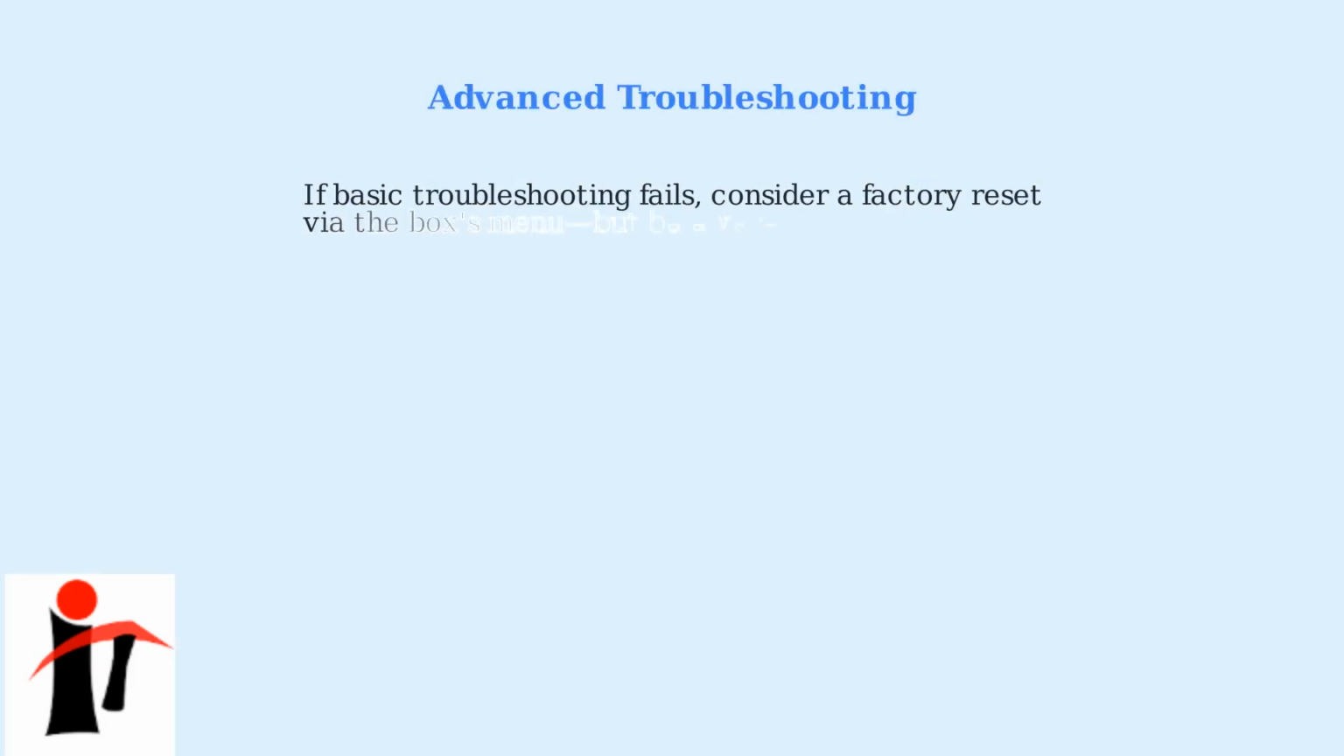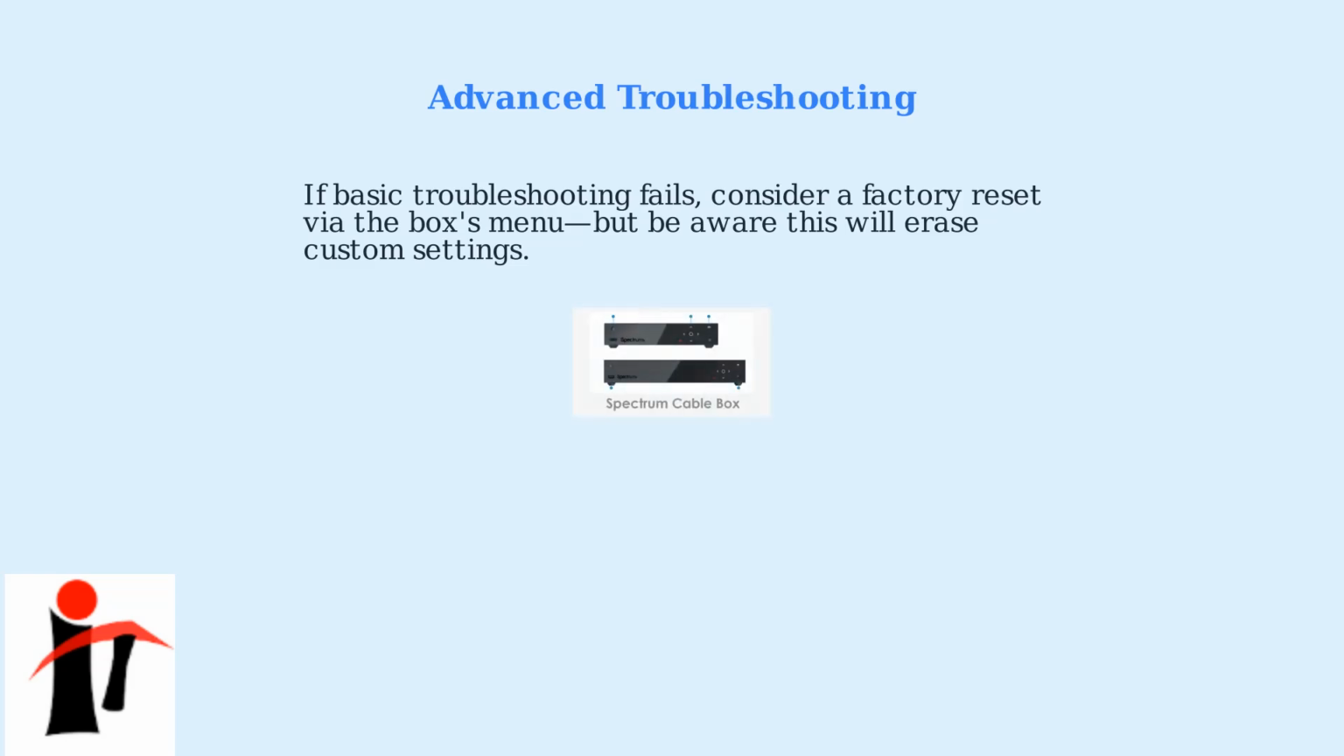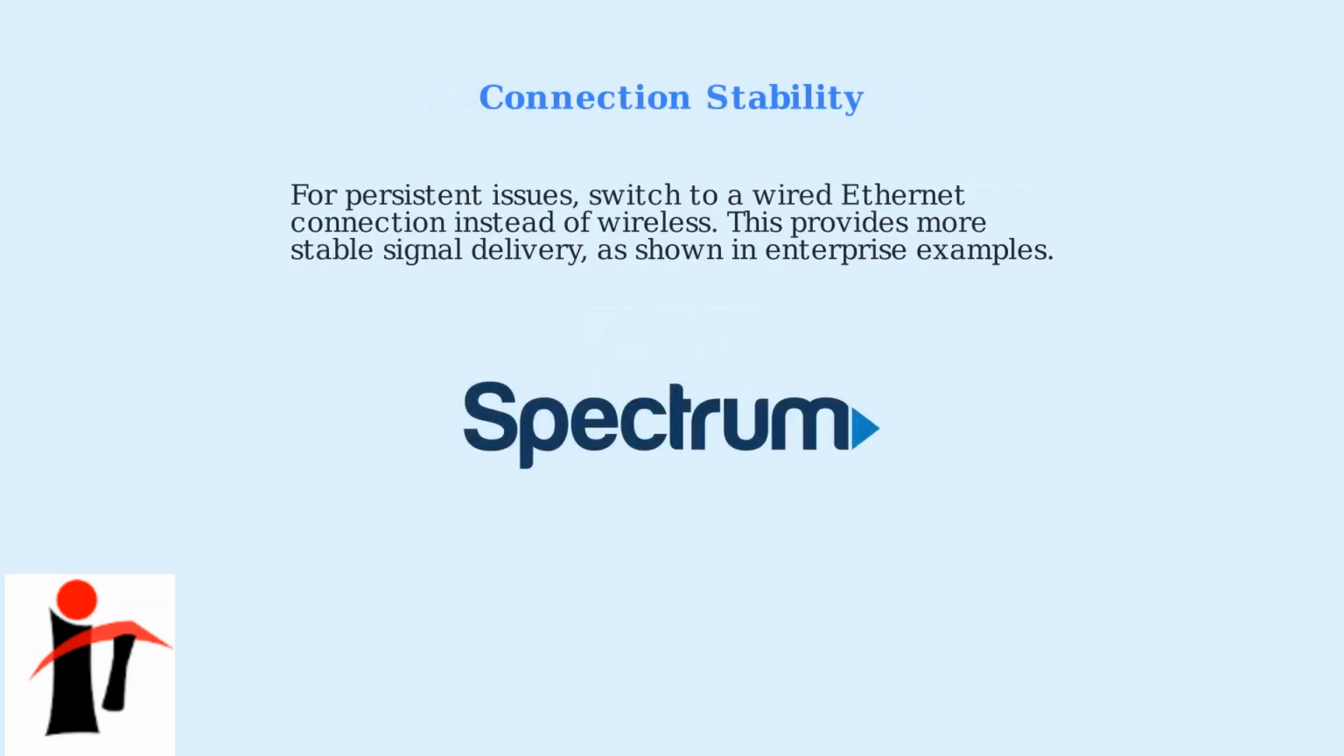When basic troubleshooting doesn't resolve the L3 error, an advanced step is performing a factory reset through the cable box's menu. This will restore the box to its original settings, but remember, it will erase any custom configurations you've set up. For persistent L3 errors, connection stability is crucial. Try switching from wireless to a wired Ethernet connection, which offers more reliable signal strength and reduces interference that can cause boot loops.